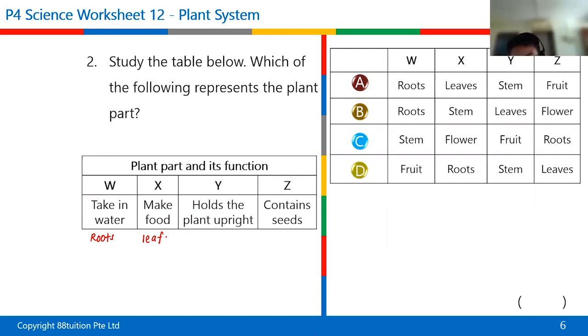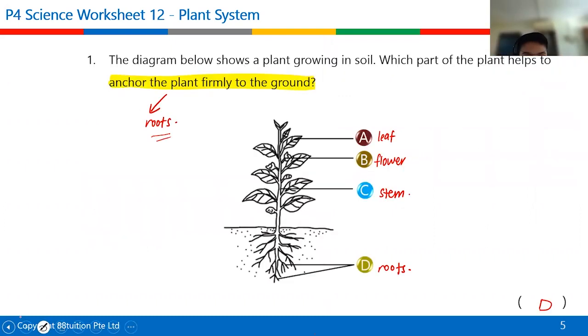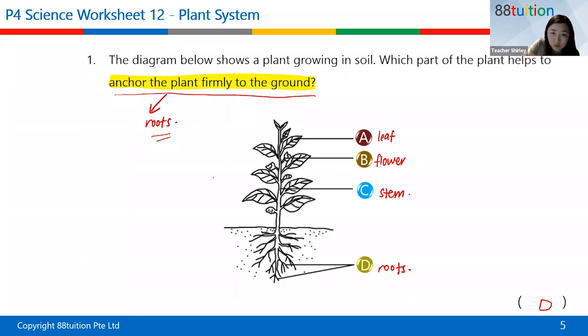Yes, Ariana, you want to say something? What's the answer for number one? Sorry, I can't hear you clearly. I think your speaker is a bit soft. What's the answer for the first one, is it? Yeah, okay. D, right? Because this one is the function of the roots. So if we were to combine them, then it is D. Okay, so D is the answer for the first question, yeah?